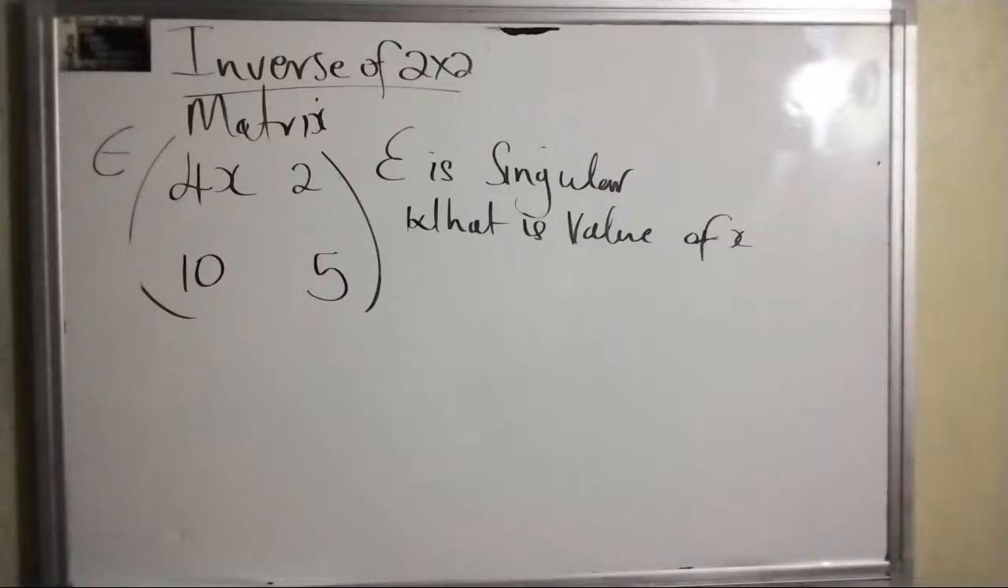So try that one, guys, and see what the value of x is to make that a singular matrix. Remember, if it's a singular matrix, the determinant must be 0. So whatever x is, when you multiply it by 4 and by 5, and minus 2 times 10, you must get 0. If not, it's not singular. It's considered non-singular.